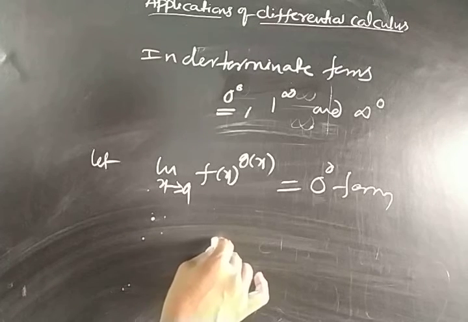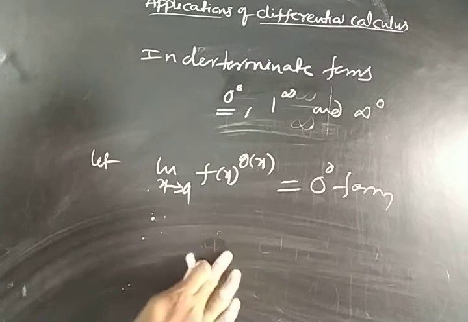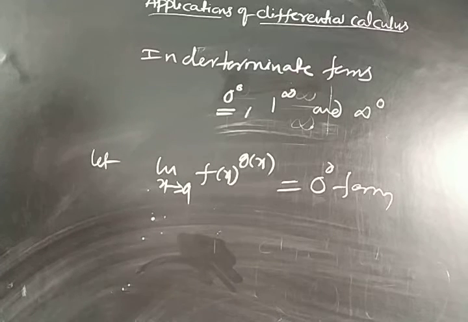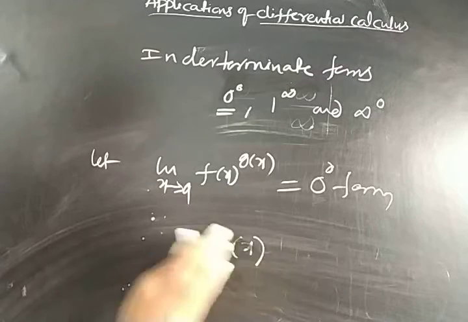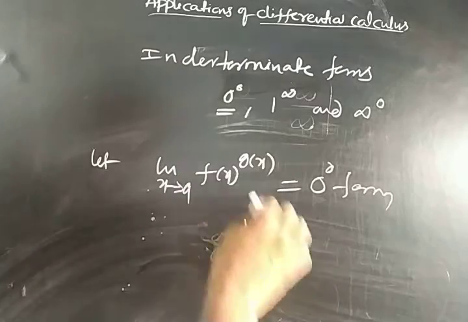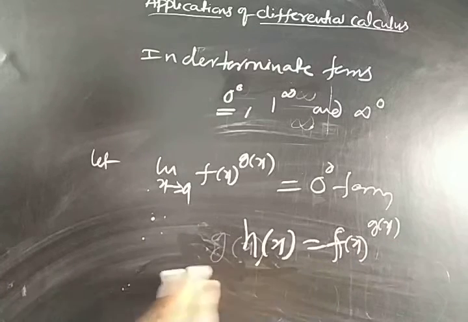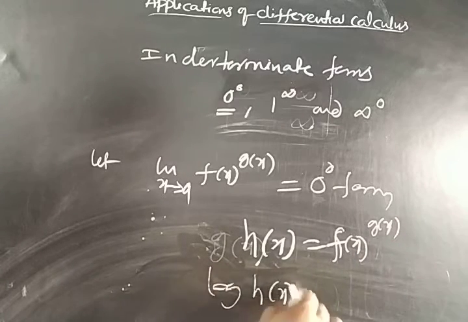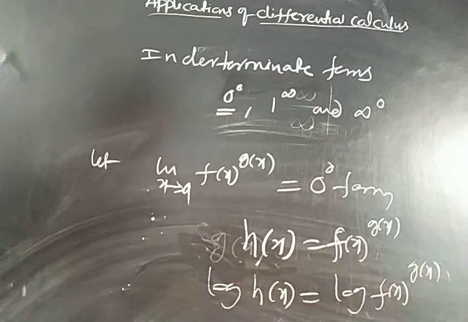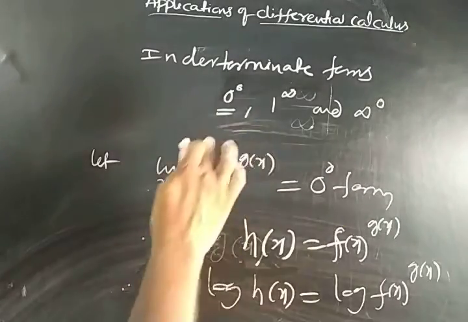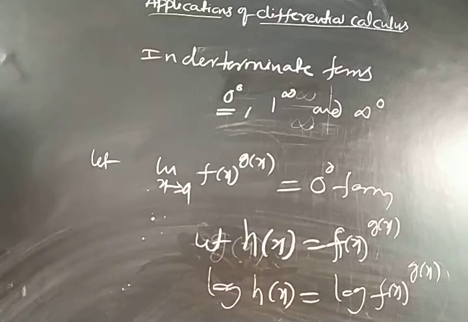take this total function as some function h of x. Given the function h of x equals f of x whole power g of x, apply log on both sides. Log h of x is equal to log of f of x power g of x. So if you are getting a 0 power 0 form, take the whole function as a new function h of x, then apply log on both sides.